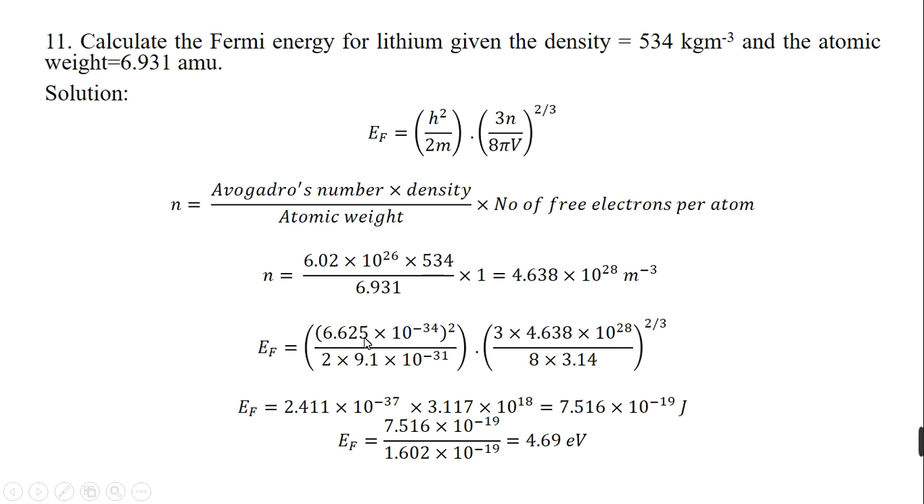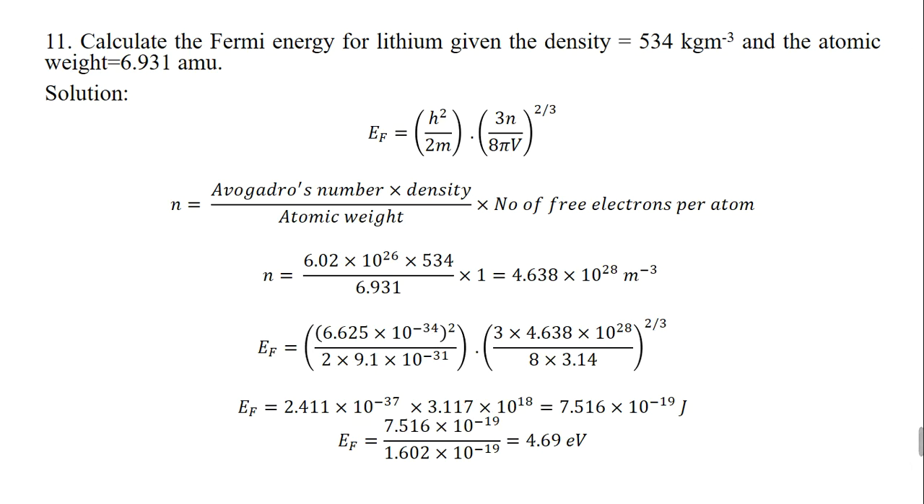H is 6.625 into 10 raised to minus 34, whole square, divided by 2m, into 4 into n value, which you substitute here, divided by 8 pi to the power 2 by 3. Do this calculation. I have written the calculation everything separately. So this calculation into this calculation I have written. Use the calculator in a proper manner.